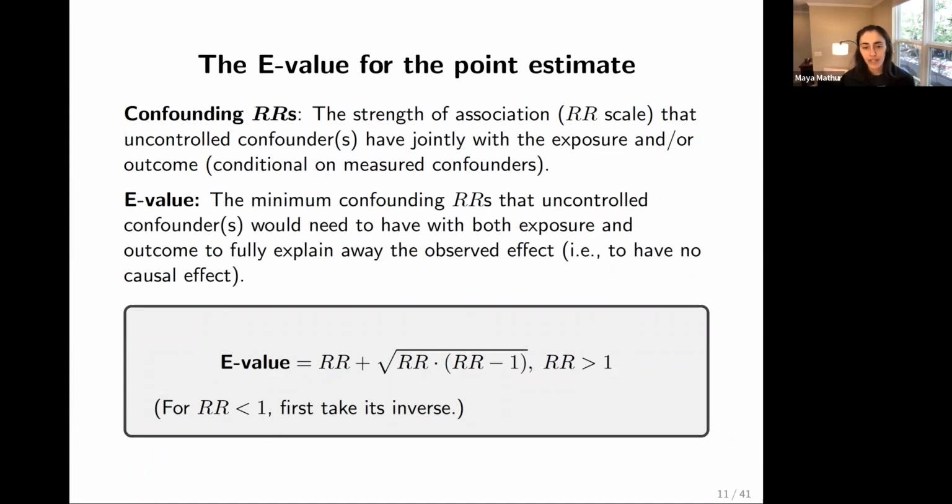And if we have an effect size for our study on the risk ratio scale, then the E-value is just a simple transformation of that point estimate. It turns out to be just the risk ratio plus the square root of the risk ratio times itself minus 1. And that is for a risk ratio that's greater than 1. If instead the risk ratio were less than 1, we would take its inverse, and then we would apply the same formula.